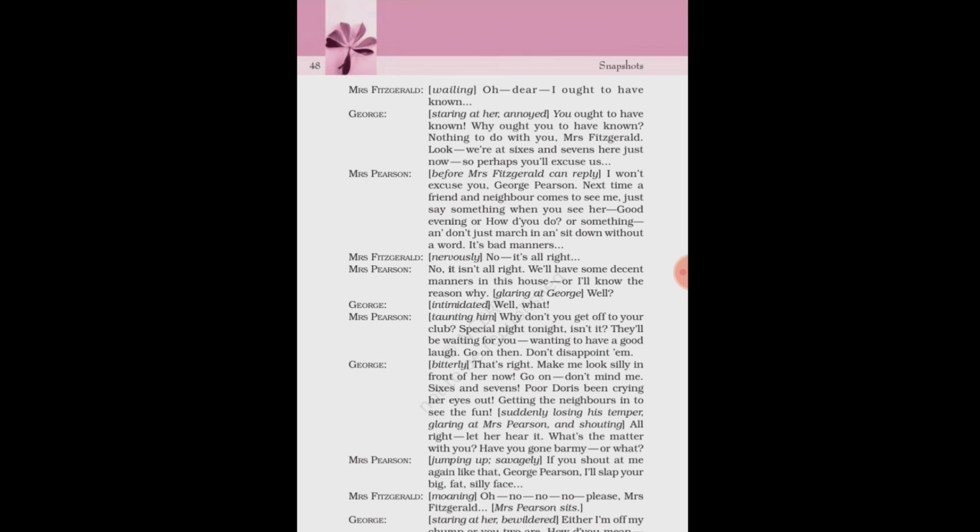Suddenly losing his temper, glaring at Mrs. Pearson and shouting, all right, let her hear it. What's the matter with you? Have you got any barmy or what? Mrs. Pearson jumping up. If you shout at me again like that, George Pearson, I'll slap your big fat silly face. Mrs. Fitzgerald. Oh no. Please, Mrs. Fitzgerald.